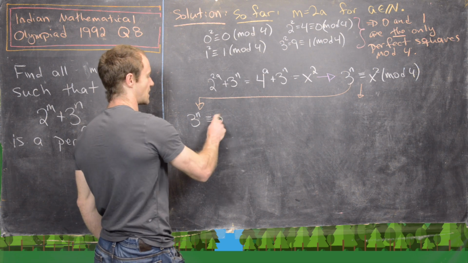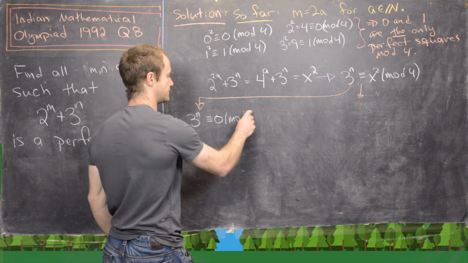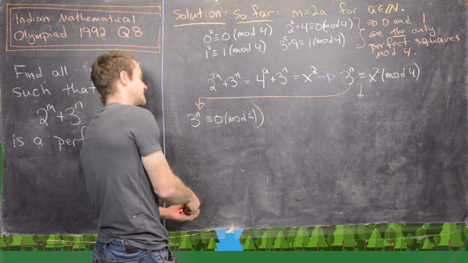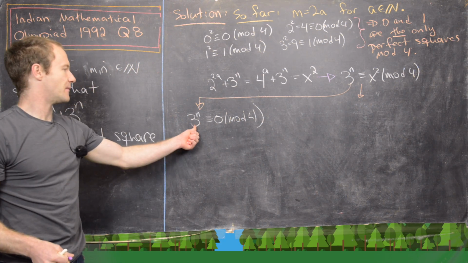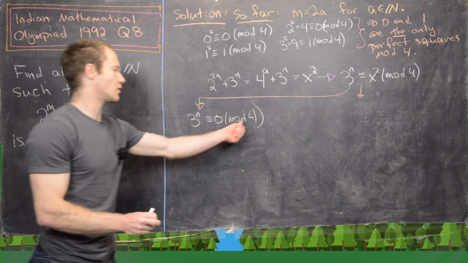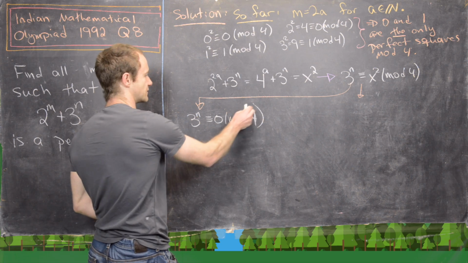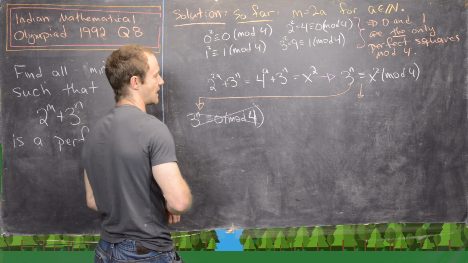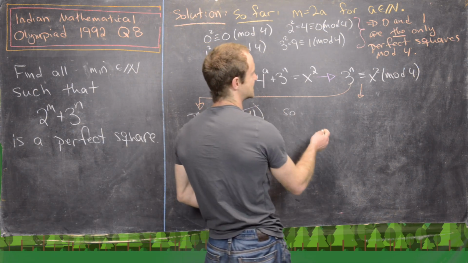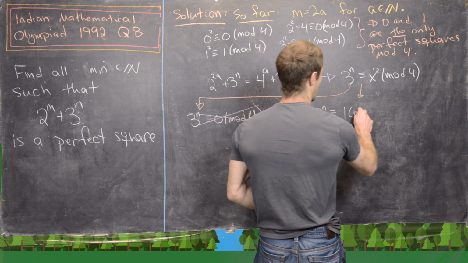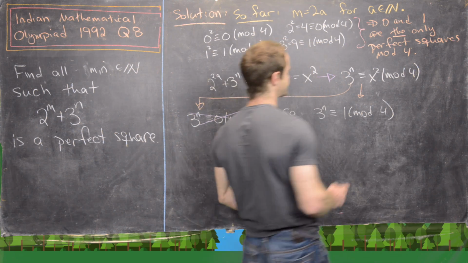So we have 3n is congruent to 0 mod 4. But again, this is clearly impossible because over here we have a power of 3, which is never going to be a multiple of 4, which is what it would take to be congruent to 0 mod 4. So this is immediately not possible. And that means that 3 to the n has to be congruent to 1 mod 4.